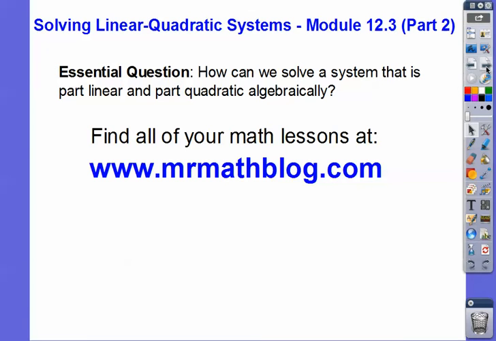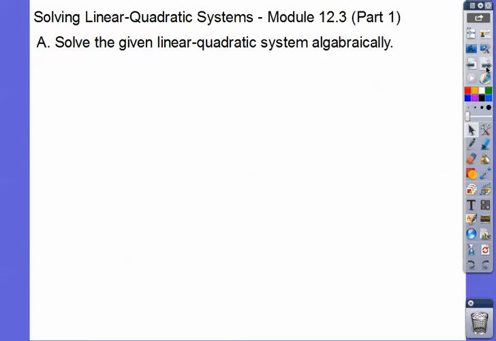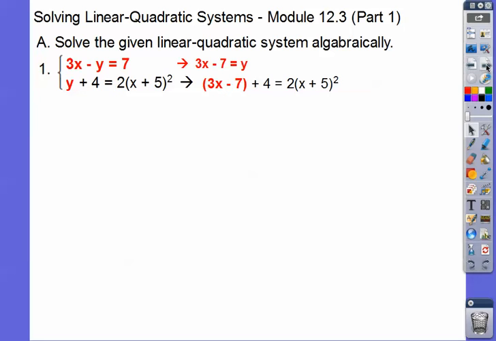So how can we solve a system that is part linear and part quadratic algebraically? Okay, so solve the linear quadratic system algebraically. Here we got a line on top and we got a quadratic. Now what I'm going to do is solve for y on that top equation. So I added y to both sides, subtracted 7 from both sides, and then I'm going to substitute in this y value, 3x minus 7, for that y right there. It's going to go in right there.